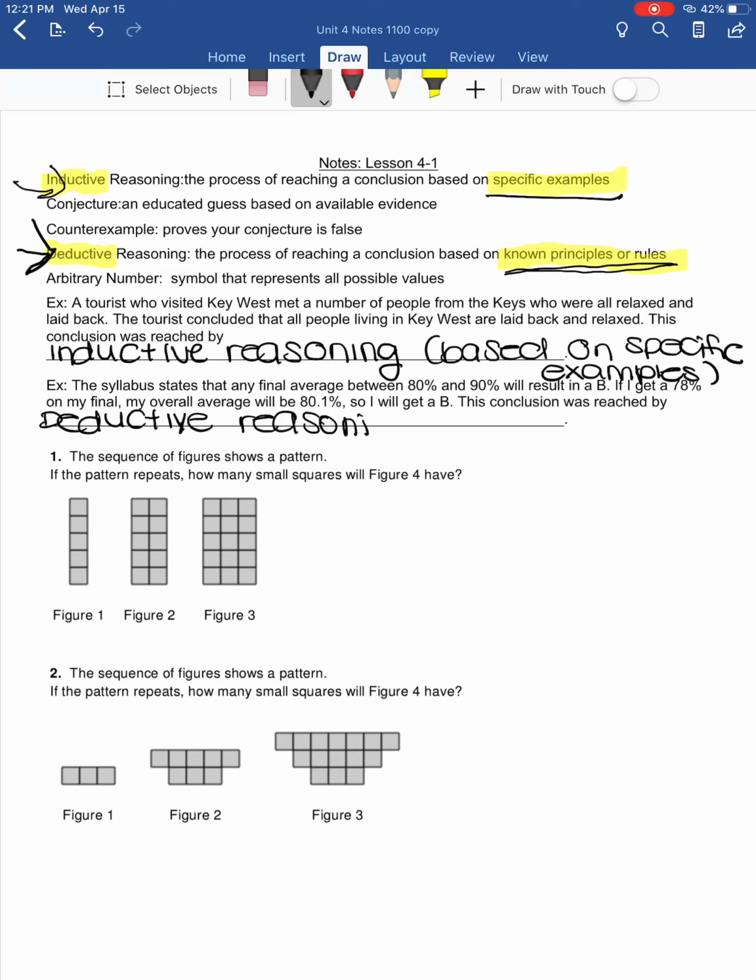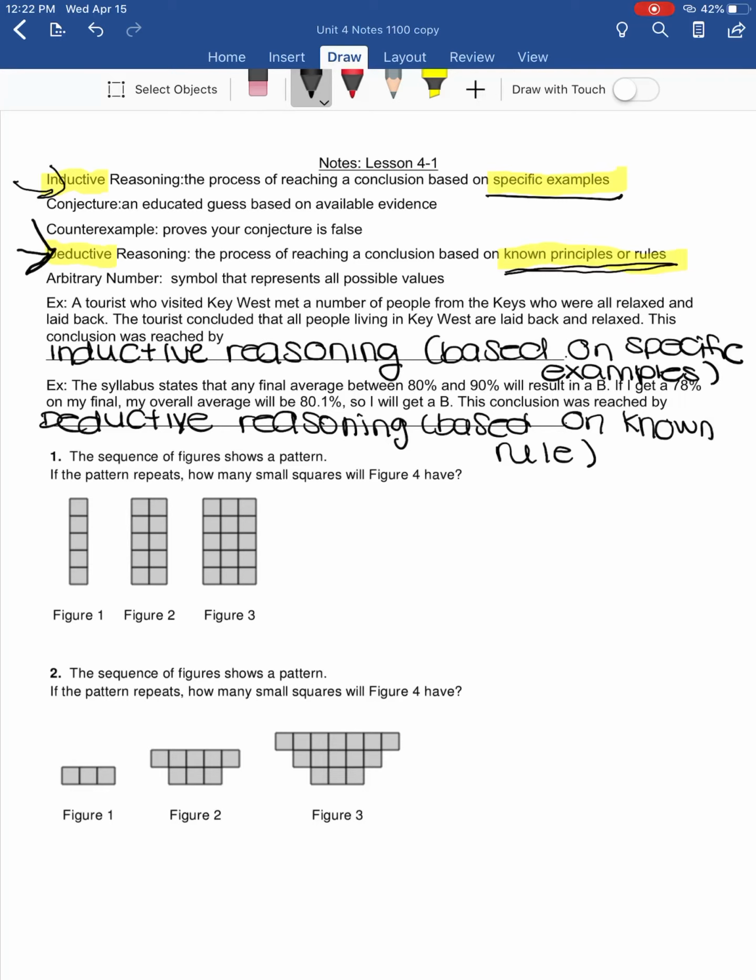Deductive reasoning based on a known rule that was stated in the syllabus. So those are our two types of reasoning. So with different reasonings, we also have patterns. So looking at patterns, we can come up with the next example.